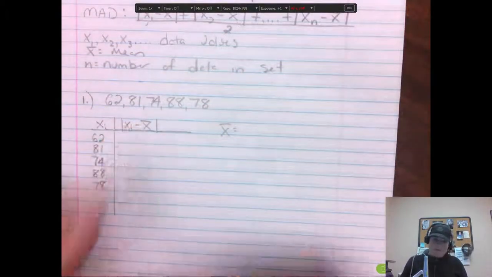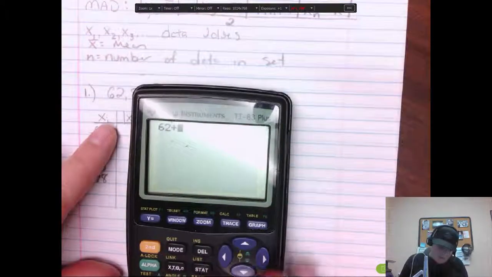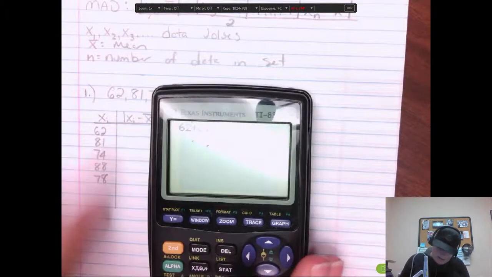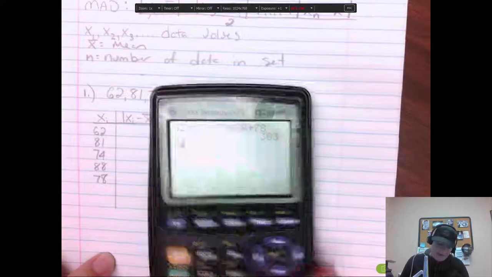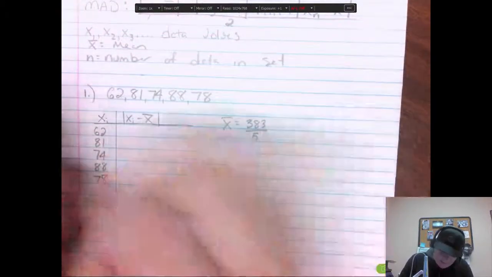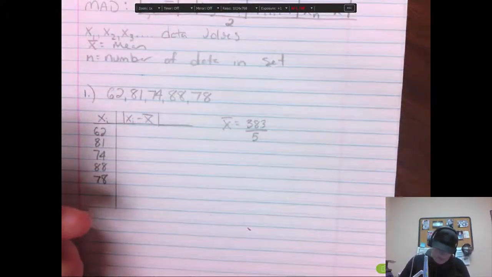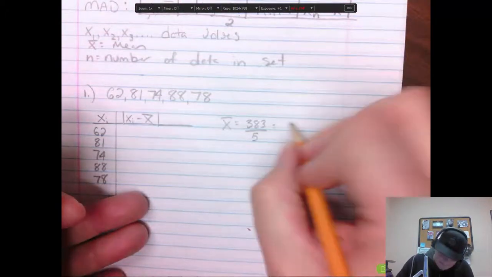Well, let's add those up and see what the mean would be. So we'd have 62 plus 81 plus 74 plus 88 plus 78. So I got 383 divided by 5, because there were 1, 2, 3, 4, 5 numbers. So divide that by 5, and I get 76.6.